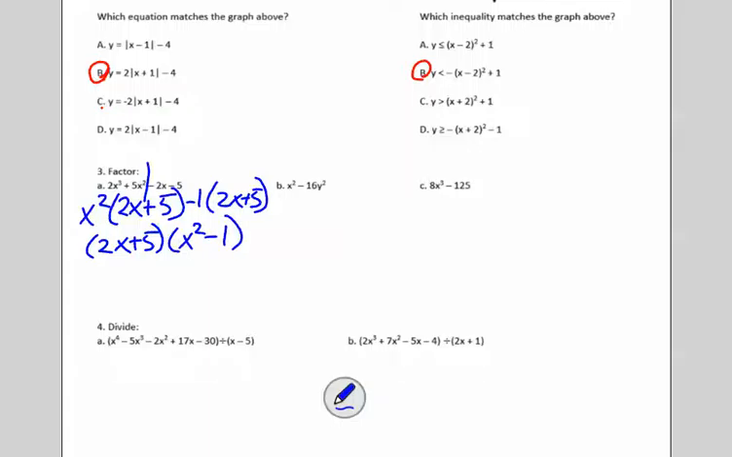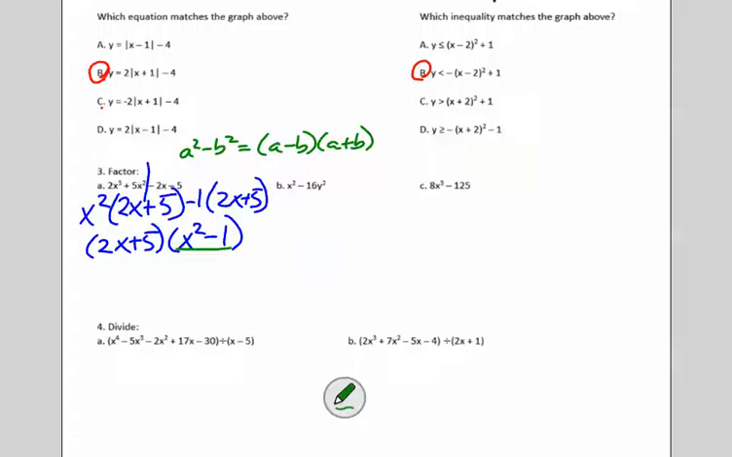Now when one of your factors is the difference of squares, you have to do one more step. So I need to take the x squared minus 1, and I have to remember that a squared minus b squared is a minus b times a plus b. That's your difference of squares pattern, and you need to remember that one.